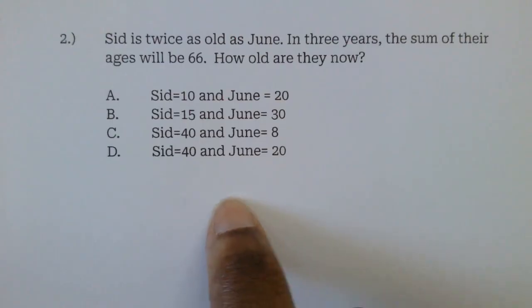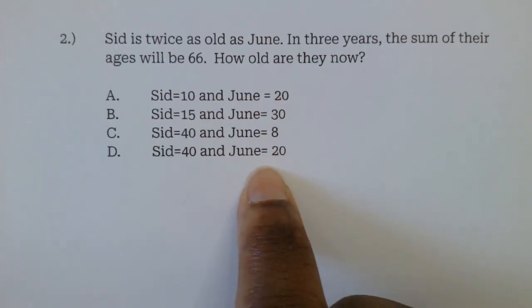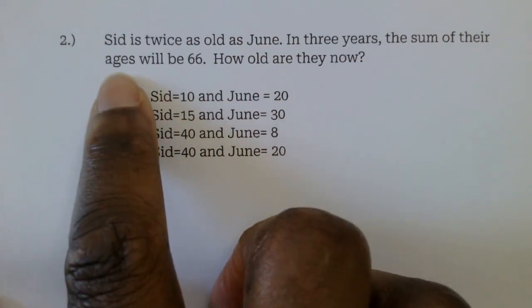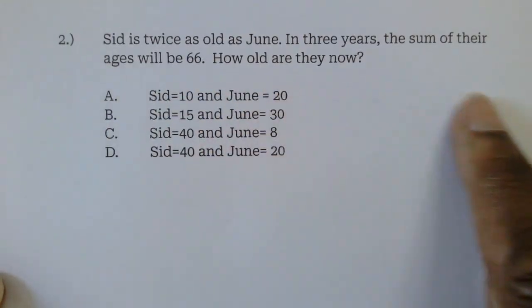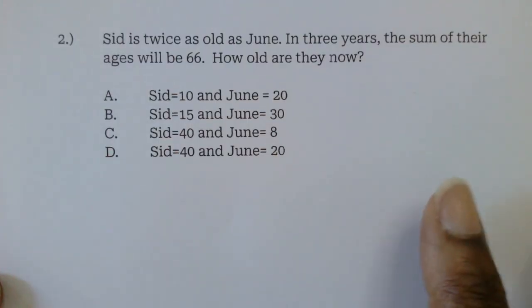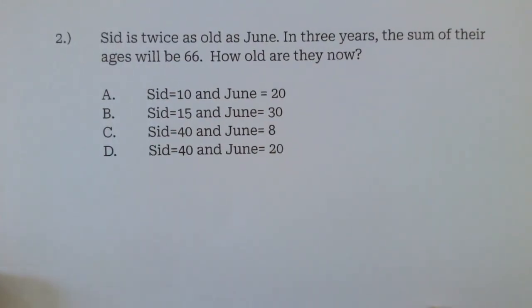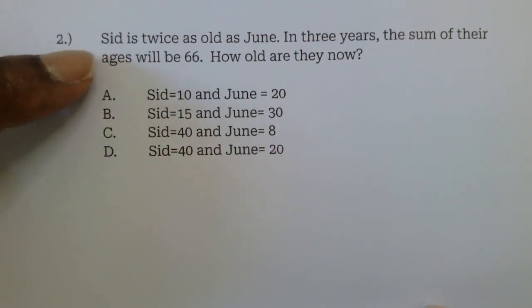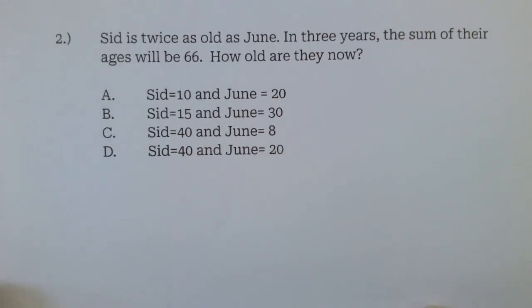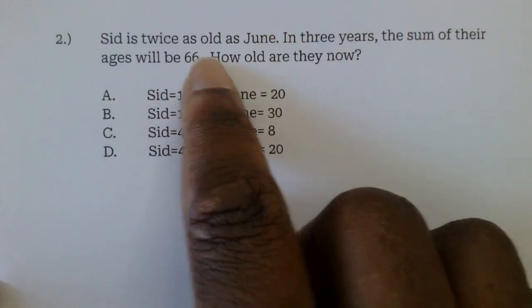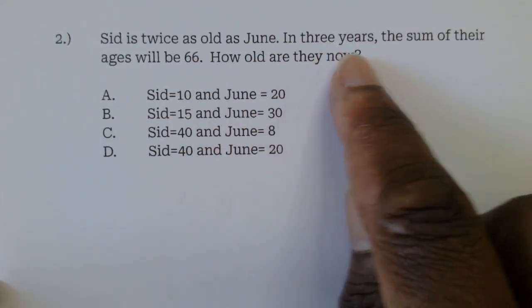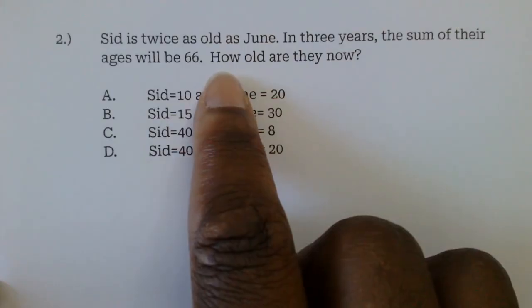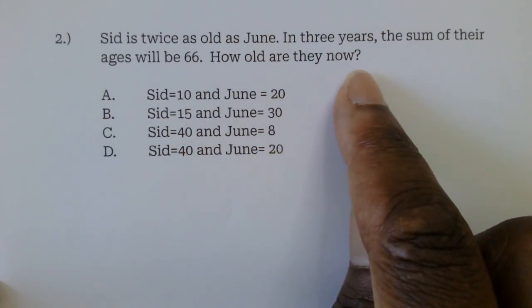This is a problem from one of my books, the GED math practice section. We have Sid, so we have a whole situation going on here. Just by looking at the problem, it's not as thick as most word problems are. Usually you get a whole paragraph, a whole novel. But sometimes you get problems that are short and sweet and to the point. So we have: Sid is twice as old as June. In 3 years, the sum of their ages will be 66. How old are they now?